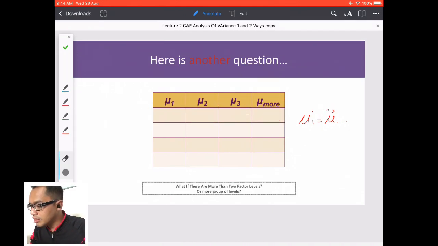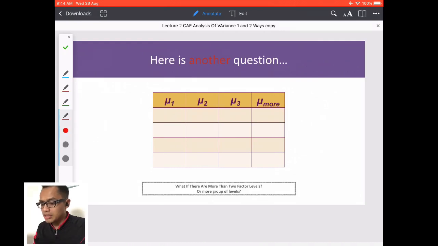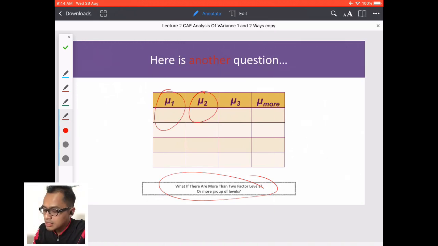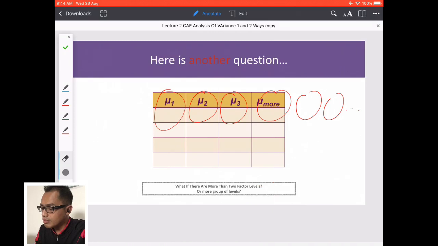Right, so let me clear it up. So the best way to do this is, you are going to be introduced to ANOVA one way, or ANOVA two ways. In this case, it's ANOVA one way. So here it says, what if there are more than two factors or levels, or more than two groups of levels. Level means you have three and more, so on and so forth, right? So these are levels that we're talking about. All right, let me clear this up.